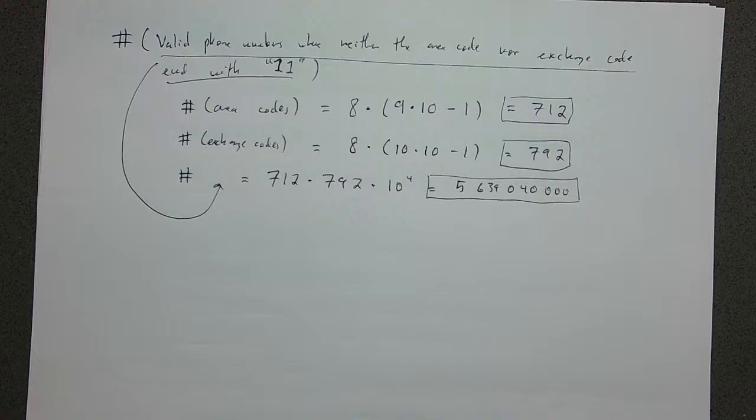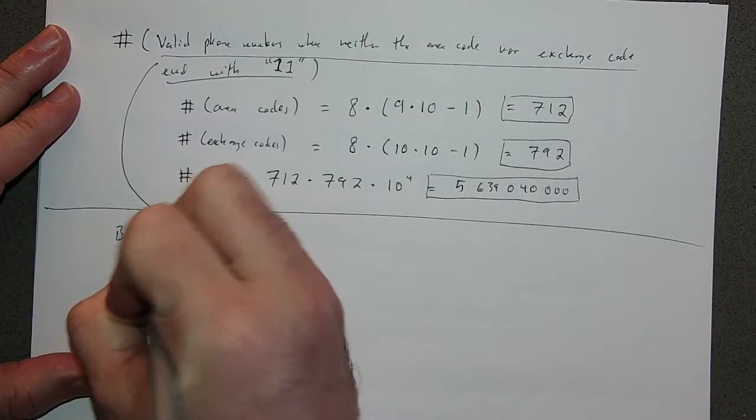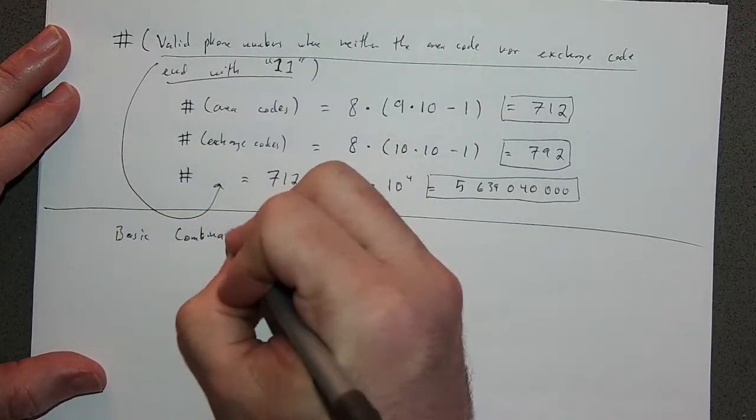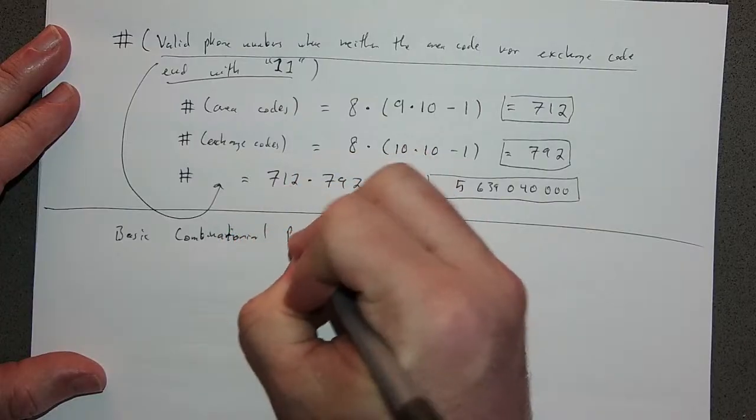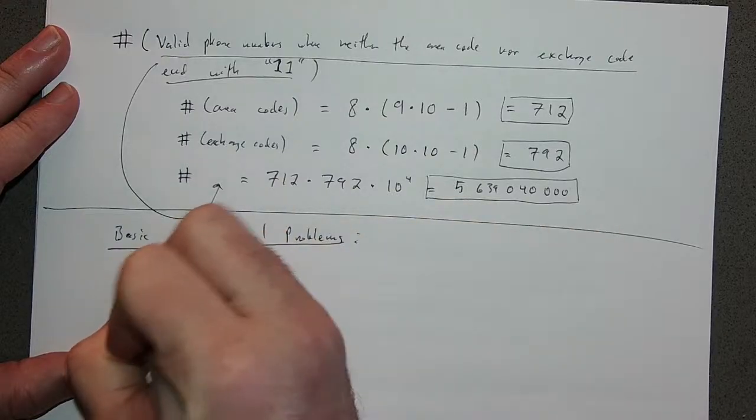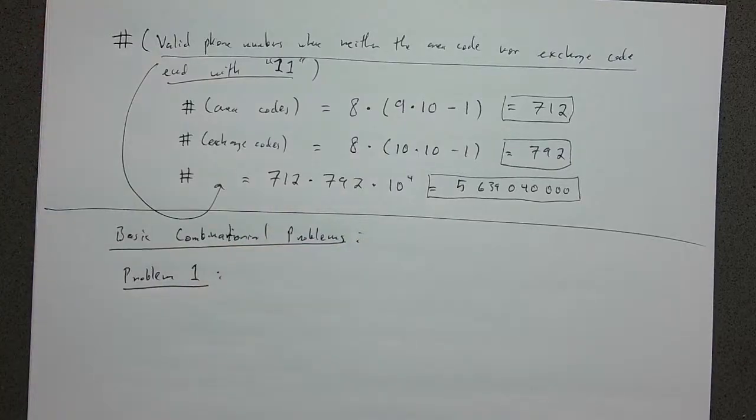Okay. So there are 3 basic combinatorial problems, and the product rule and sum rule are going to help us solve those. So maybe I should phrase it like this. Basic combinatorial problems. So let's say problem 1: How many ways are there to order a collection of indifferent objects?